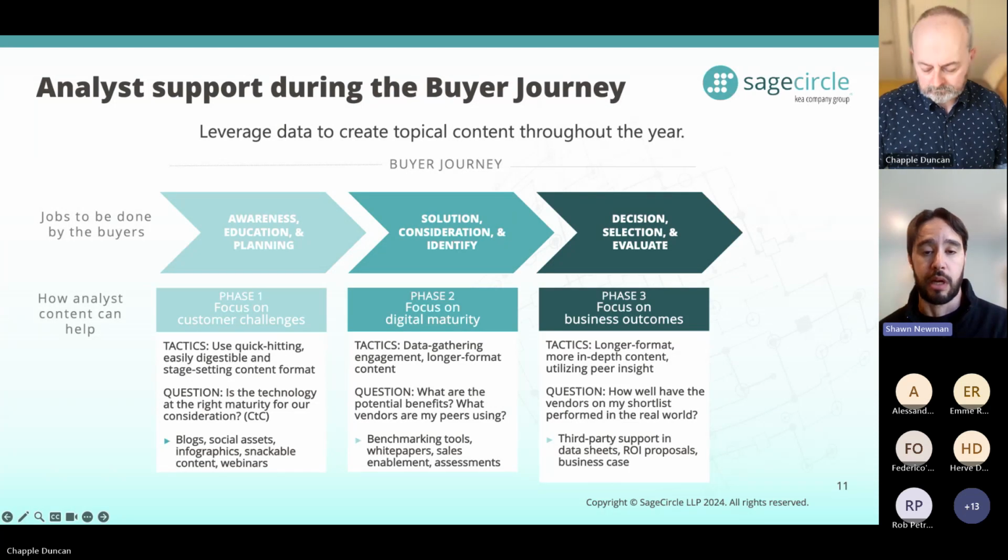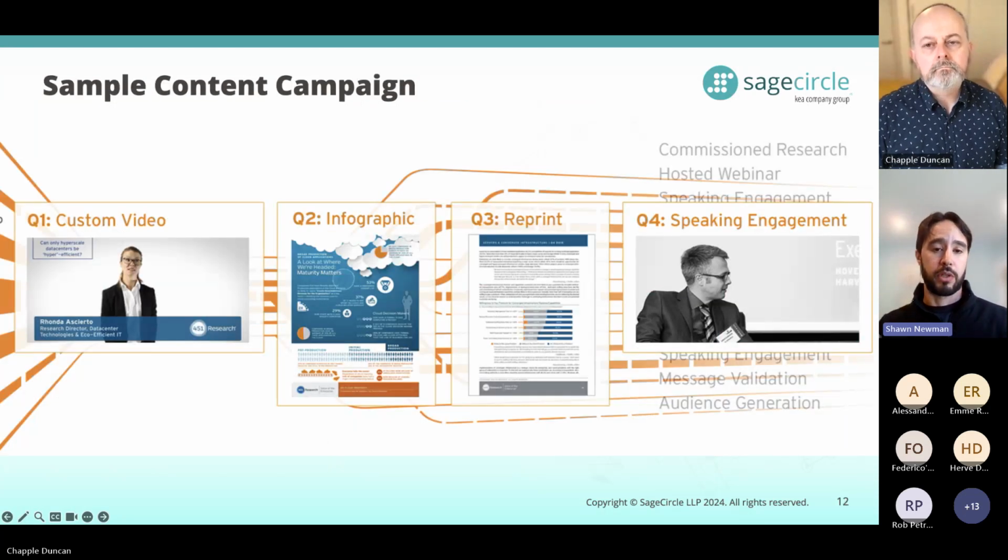So if you go to the next slide, you'll see an example of something like that at 451. This is a 451 example, but this could apply to any analyst firm that's out there. I'm agnostic now, so I'm not endorsing any particular firm. But starting with a custom video in Q1, putting together a cohesive campaign around a particular topic that you really want to hit on.